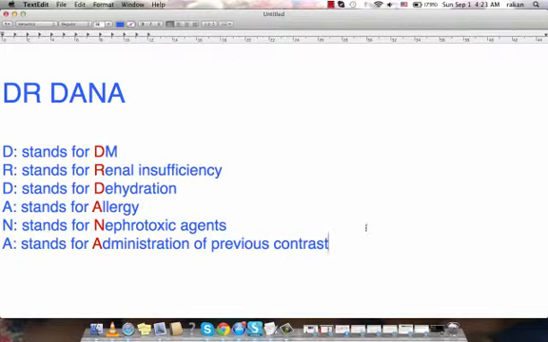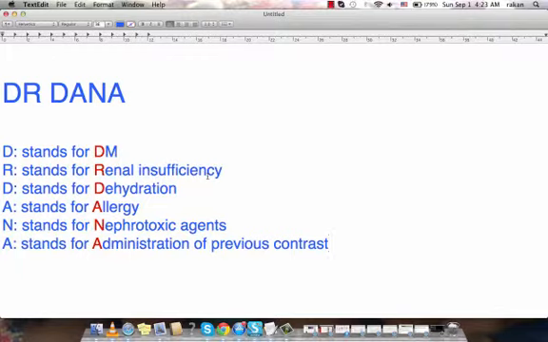Let's go for letter A, allergy. You should be aware if your patient had any allergy to any previous contrast administered to him. Well, talking about allergy may take hours, because we have different procedures we can do as a precaution for any allergic patient, so it's not an absolute contraindication.